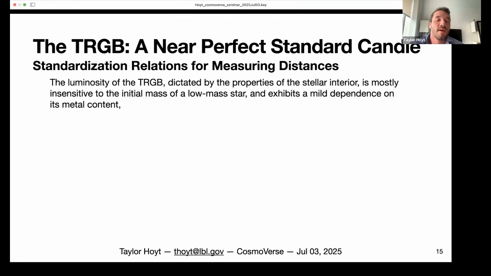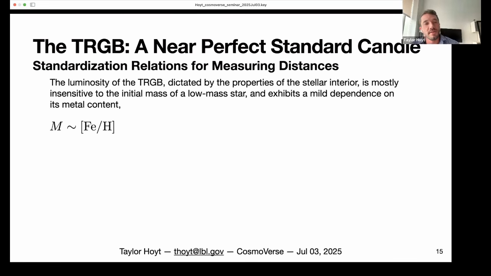So the TRGB is kind of what we have that is nearest to a perfect standard candle. The luminosity of the TRGB is actually dictated by the properties of its stellar core, which is mostly insensitive to the initial mass of the red giant star, so long as it is a low mass star, about the mass of the sun or lower.